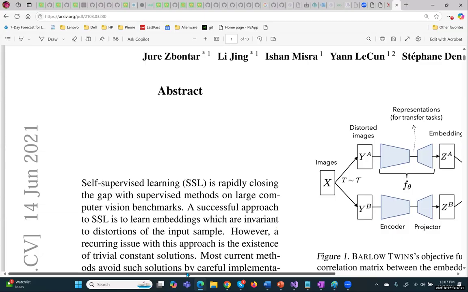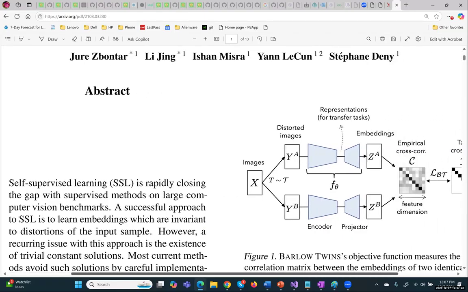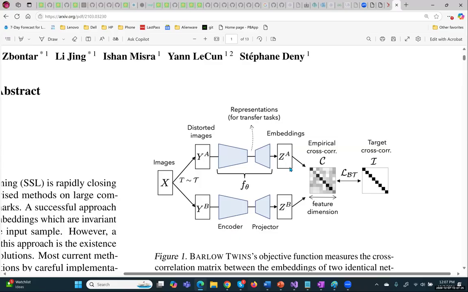So if I show you the architecture, you'll be able to understand it. Because it's twins, you'll see there are two networks being used. They have a network over here, and this is called an autoencoder.